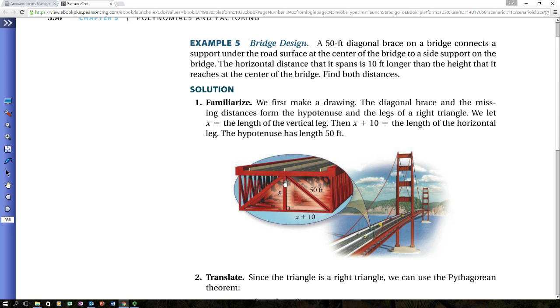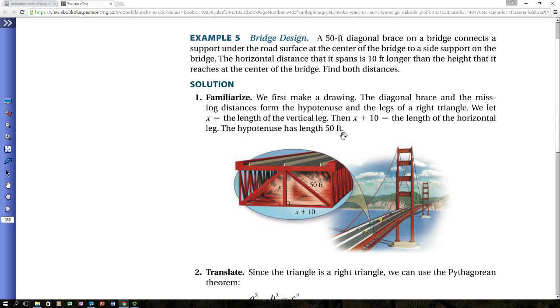So I have this triangle. Now they start labeling this or familiarizing us with it. What are they telling me? They're saying the diagonal brace, right? The diagonal for this rectangle is what they're talking about. This diagonal is 50 feet long. So I need to know where that is.